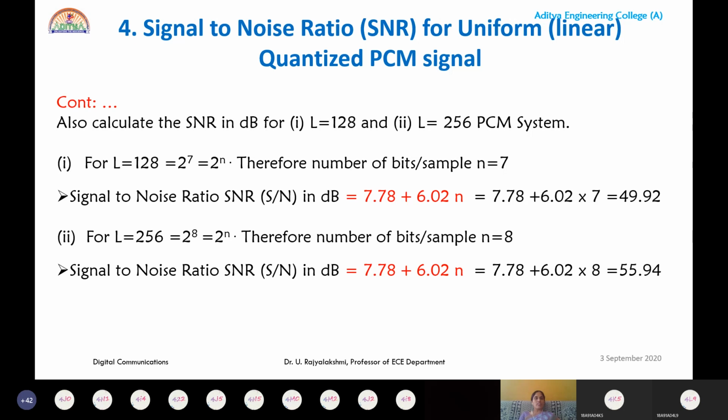Similarly, for L equals 256, the number of bits per sample N will be 8. So 7.78 plus 6.02 multiplied by 8. So you will get 55.94 decibels.